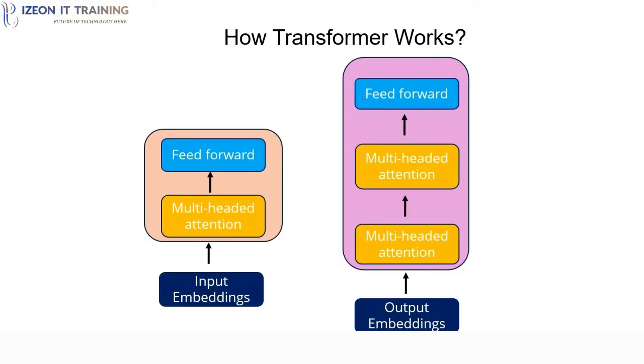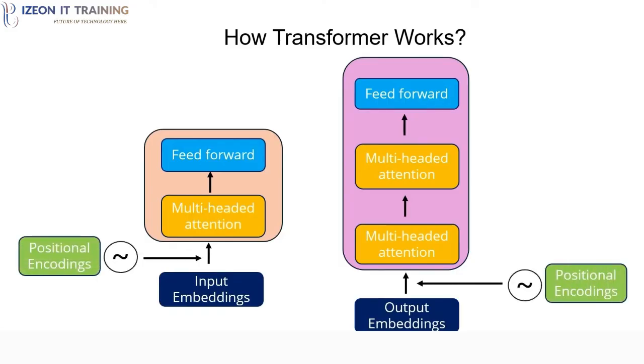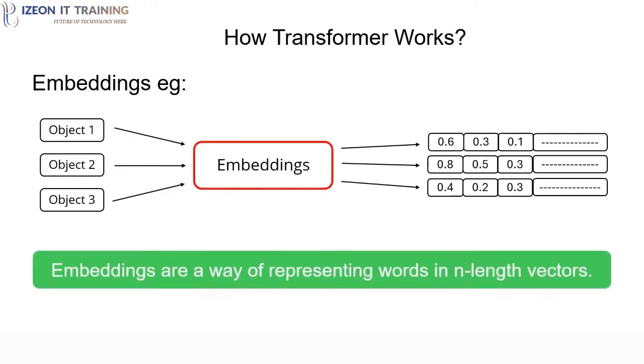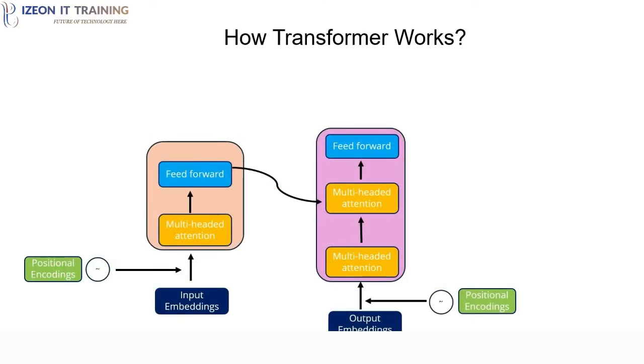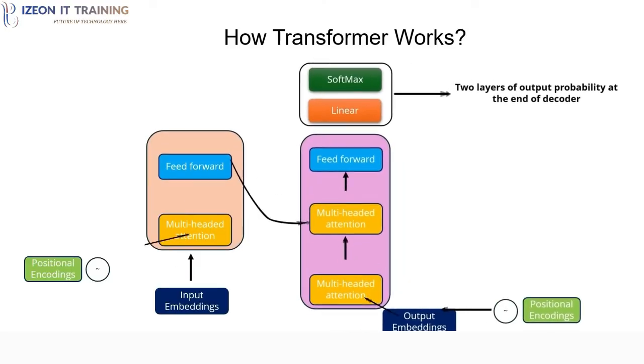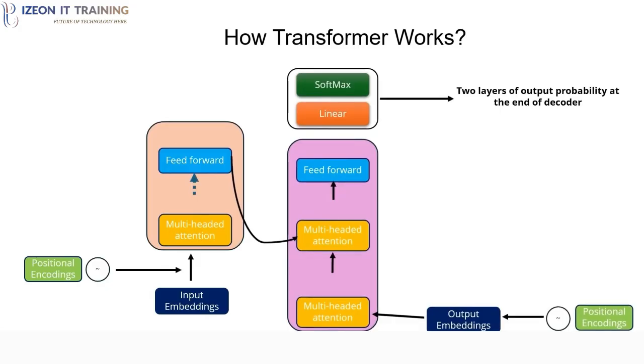On top of these embeddings, positional encodings are added to help the model understand the position and the order of each word in the sequence. If we simplify embeddings, they are essentially vector representations of words in an n-dimensional space. At the top of the architecture, there are 2 layers of the output probabilities, converting the final output into a form humans can understand. These outputs are represented as vectors with their length corresponding to the size of the vocabulary.